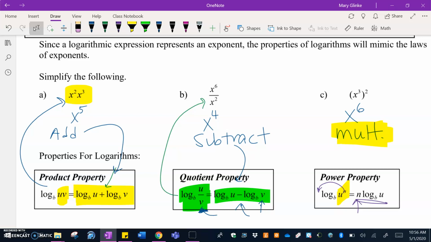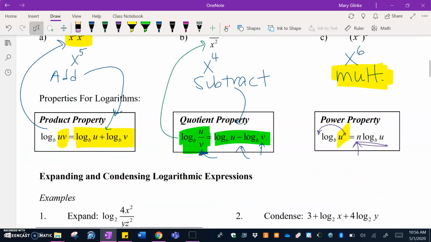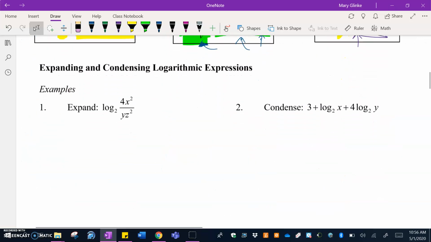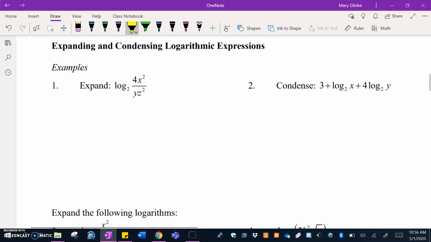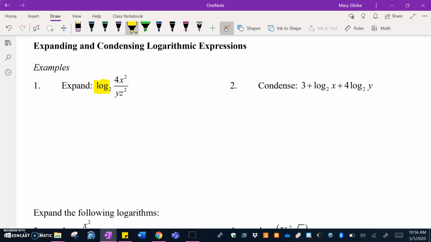So now that we know these different rules, let's go ahead and apply them. We're going to be expanding and condensing. So what we'll do is we'll go ahead and do number one together, and then we'll work on a couple more expanding ones, and then we'll come back to number two. So if I have something that is one logarithm, notice that this is log base 2 of all of this stuff here.